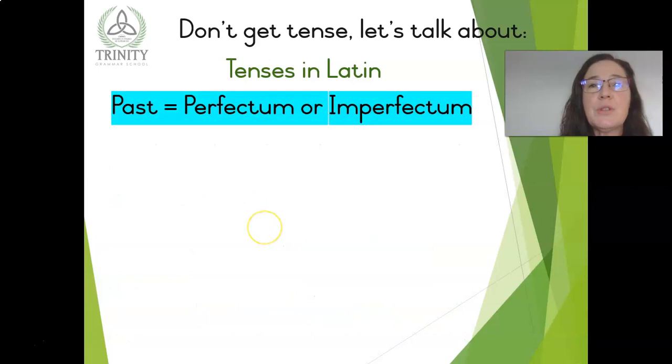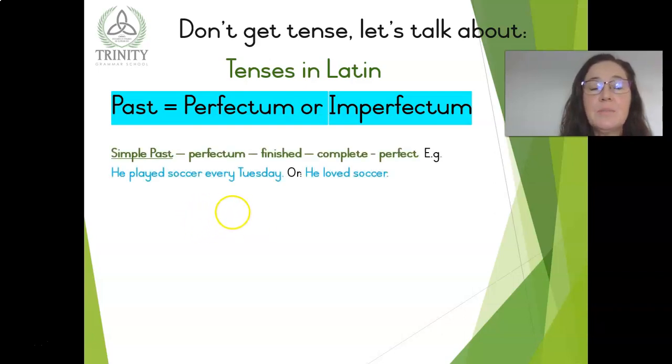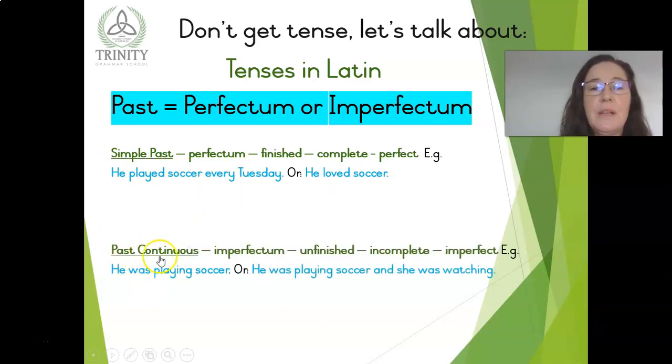When it comes to the past, you can get the perfectum or the imperfectum. Okay. The simple past, the perfectum, means it is finished or complete or perfect. Example, he played soccer every Tuesday or he loved soccer. You can get the past continuous, the imperfectum, which is unfinished, incomplete, imperfect. For example, he was playing soccer or he was playing soccer and she was watching.